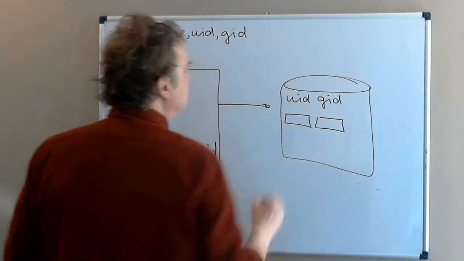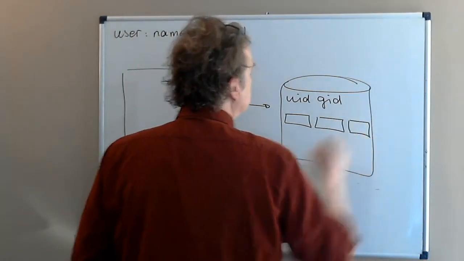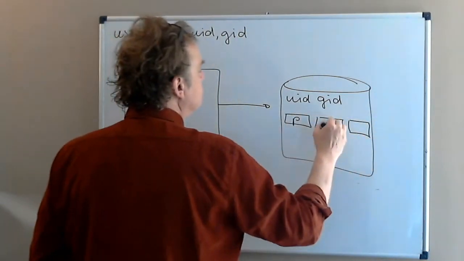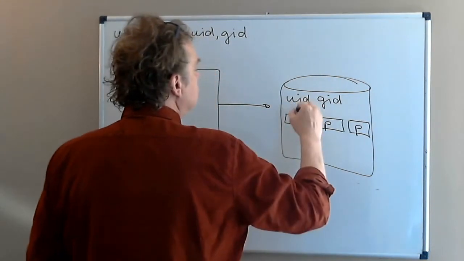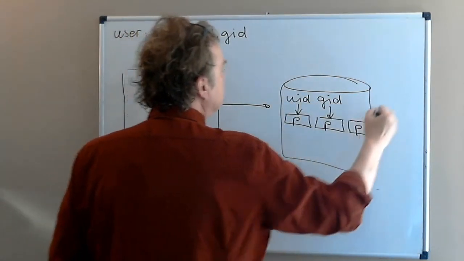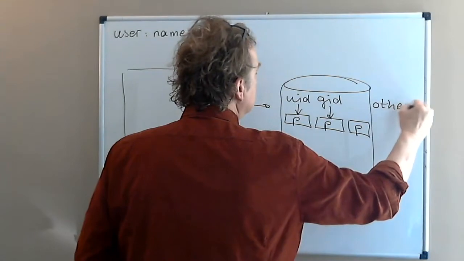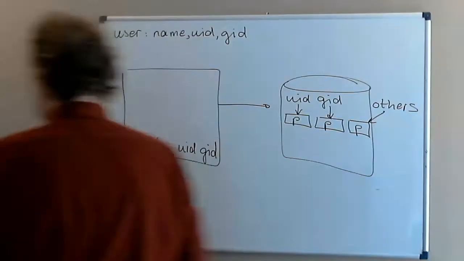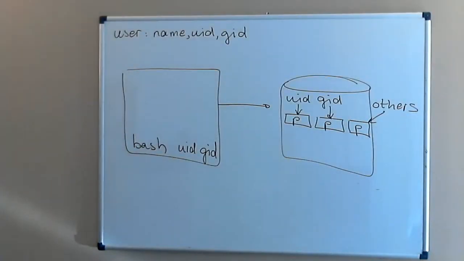Next to that, the file will also get three sets of permissions. The first set is for the owner, the second set are the permissions for the group, and the third set is for the rest of the world, or others. So those are three sets of permissions. Now, how does that work?